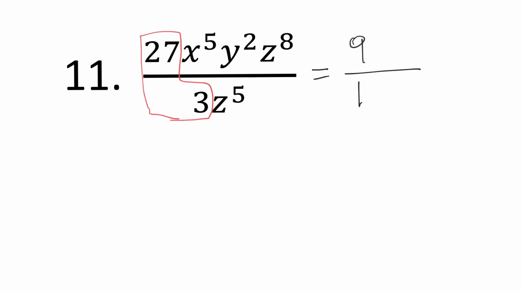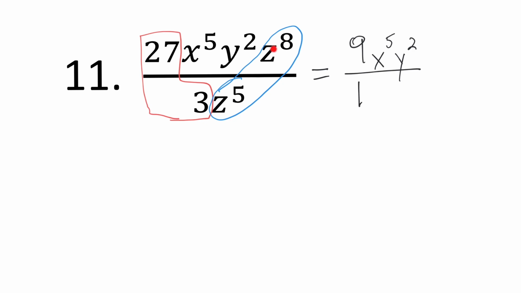Then you look at the x's. Well, there's only one x on the top, no x on the bottom. So that x stays where it's at, x to the 5th. The y, we don't have a y on the bottom to simplify, so the y squared stays the same, y squared on the top. But the z's, we do have z to the 8th on the top and a z to the 5th on the bottom.